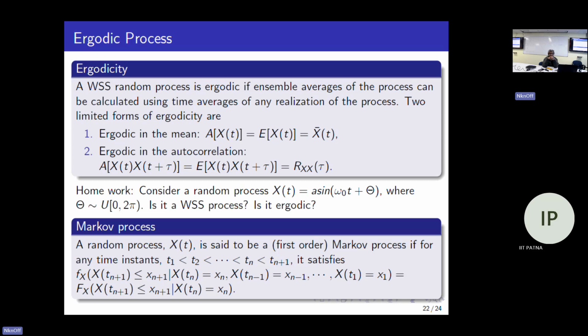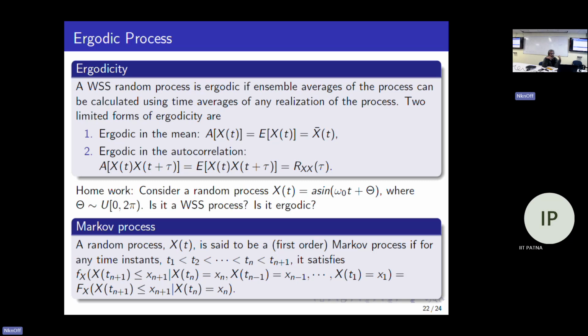A means the average over the ensemble, and E means the average over time. In the homework, A you can take as anything, it is a constant, it does not matter. No, theta is not constant. Theta is the phase, a function of a uniform distribution from 0 to 2 pi. The phase is different each time, so it is a random process.